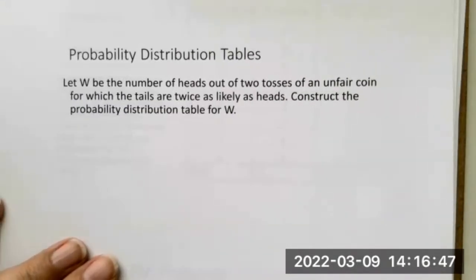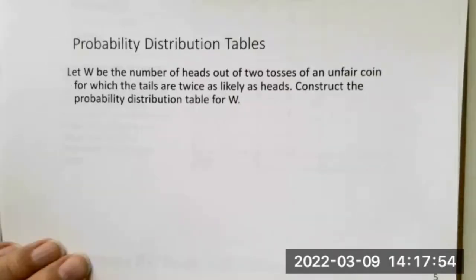And the last example in this video says, let W be the number of heads out of 2 tosses of an unfair coin for which the tails are twice as likely as heads. Construct the probability distribution table for W.